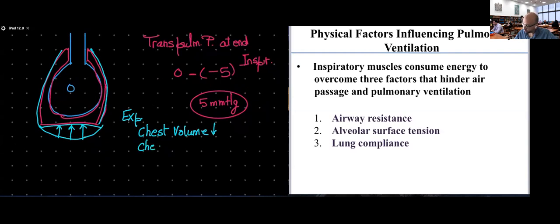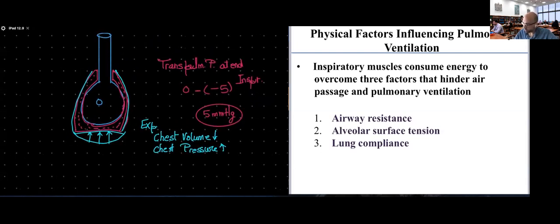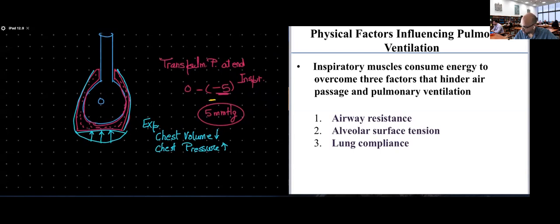The chest pressure is going to be increased. And what is the pressure again in your chest? It's the intrapleural pressure, the pressure between the two layers of the pleura. So intrapleural pressure, rather than being -5, is going to increase to become now -4.